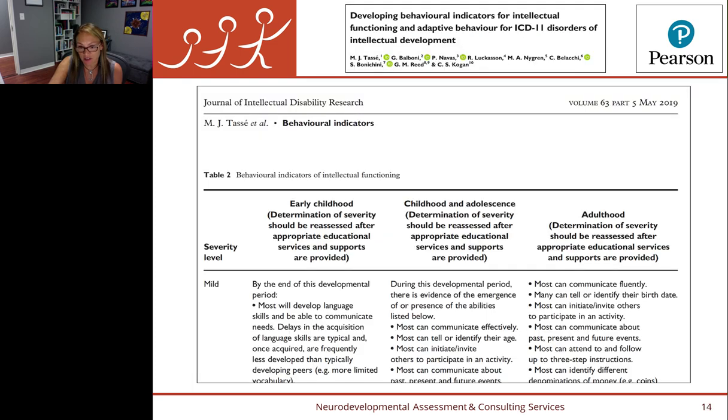So I want to bring your attention to a wonderful article and give credit to my colleague Audrey Thurm at the National Institute of Health for bringing it to my attention. This article by Mark Tassé is really looking at and determining these wonderful benchmarks for severity levels of intellectual functioning based on adaptive behavior.